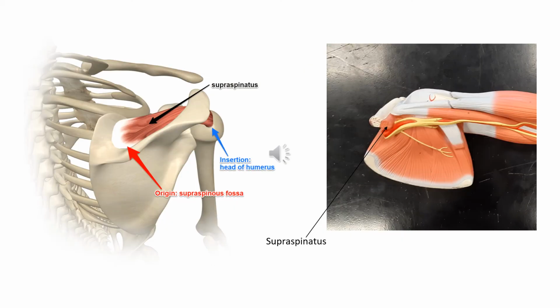This is the supraspinatus muscle. Its origin is at the supraspinous fossa of the scapula and the deep fascia. Its insertion is at the greater tubercle of the humerus. Its main action is to initiate arm abduction.